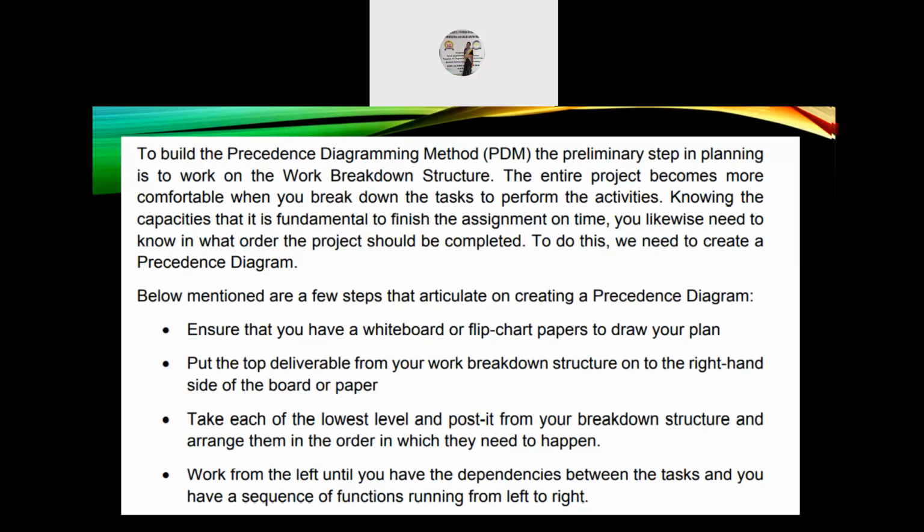This thing you have to deduce or take down from the work breakdown structure, which you have to make or plan first. After making the work breakdown structure, only then can you go for the precedence diagramming method.